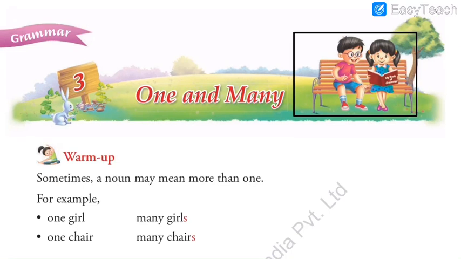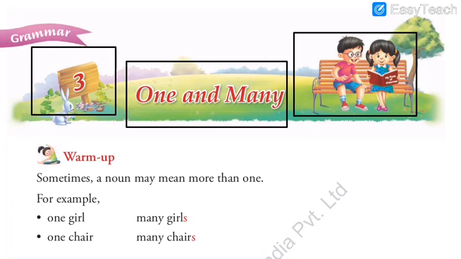So now, what is the name of the chapter? Chapter 3, One and Many. Yes, this is very easy, and rather than easy, I should say it is the easiest lesson. You are going to solve it in no time, if and only if you understand it properly and watch this video very carefully.